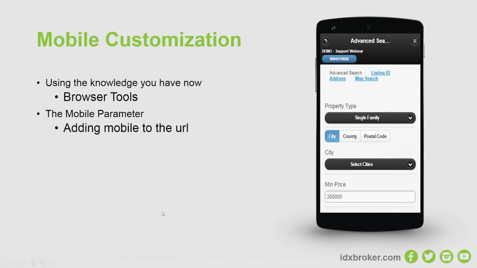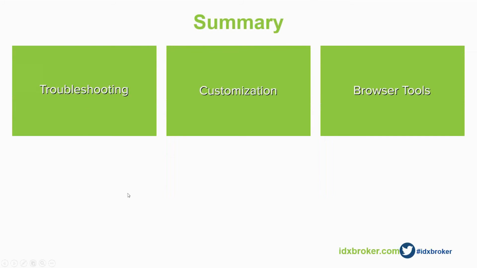And we also saw how to add that mobile parameter to the URL. So far, this is what we've covered. We've shown you some great methods to troubleshoot and to customize your IDX Broker pages, to get them to match your website, as well as some browser tools that you already have, those being things you can append to the URL like mobile, your browser's inspection tool, and actually using the style sheet editor to apply those styles in real time so you can see that they're working before you add them to your account.